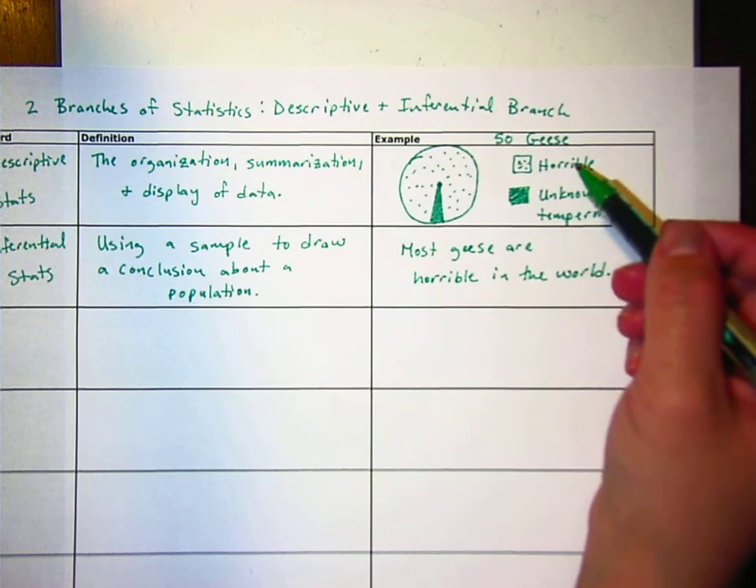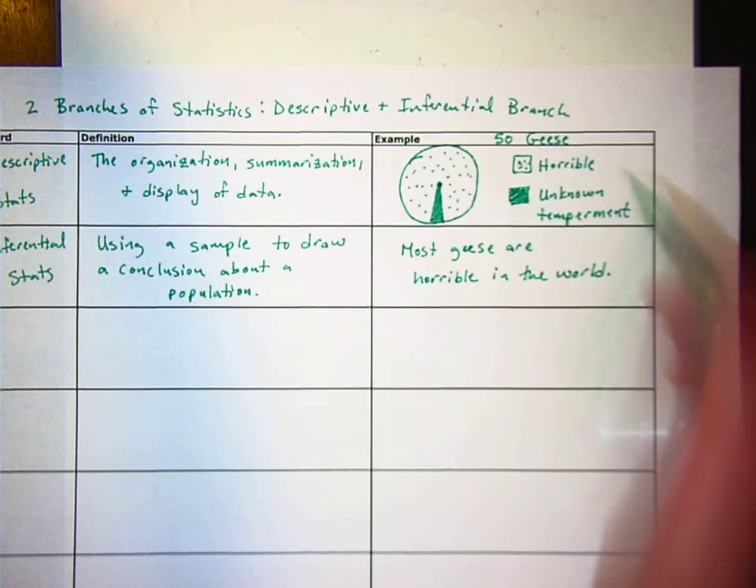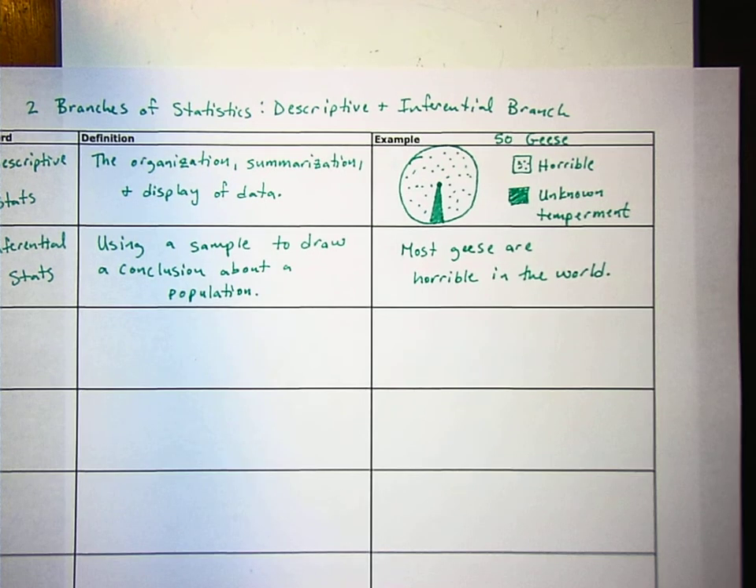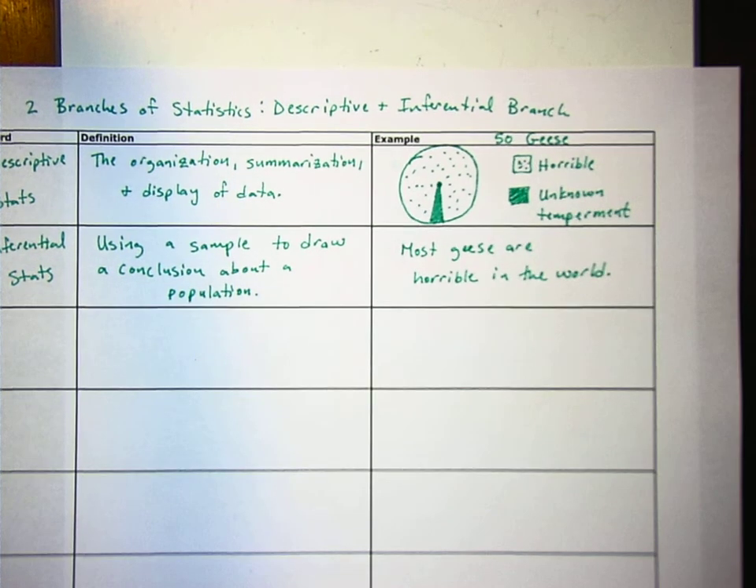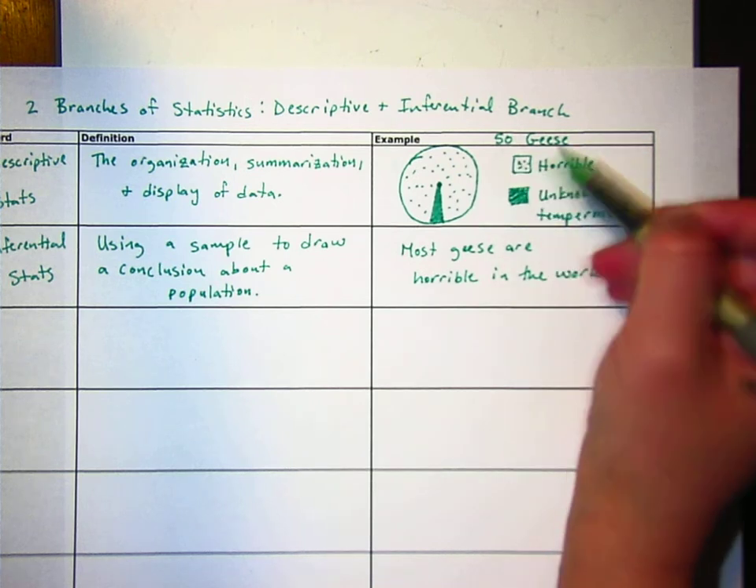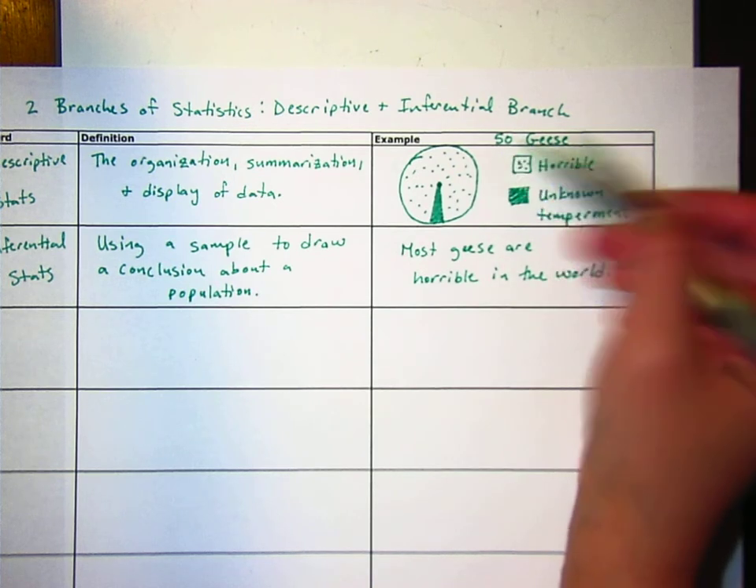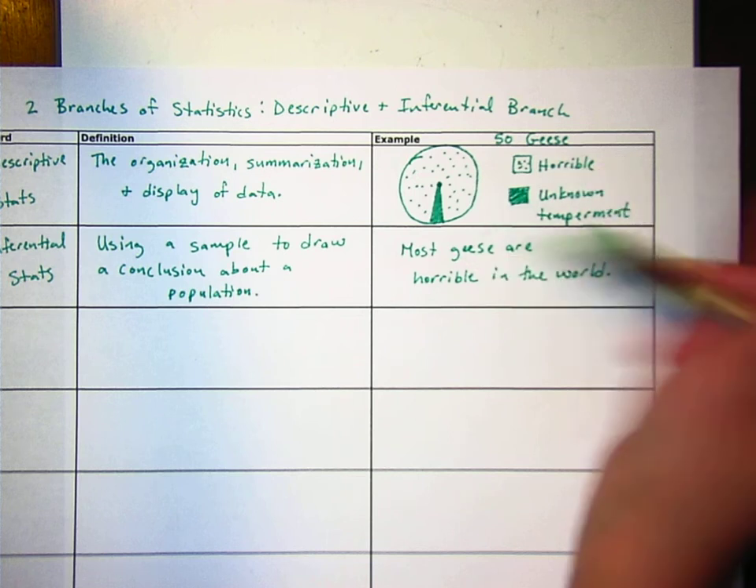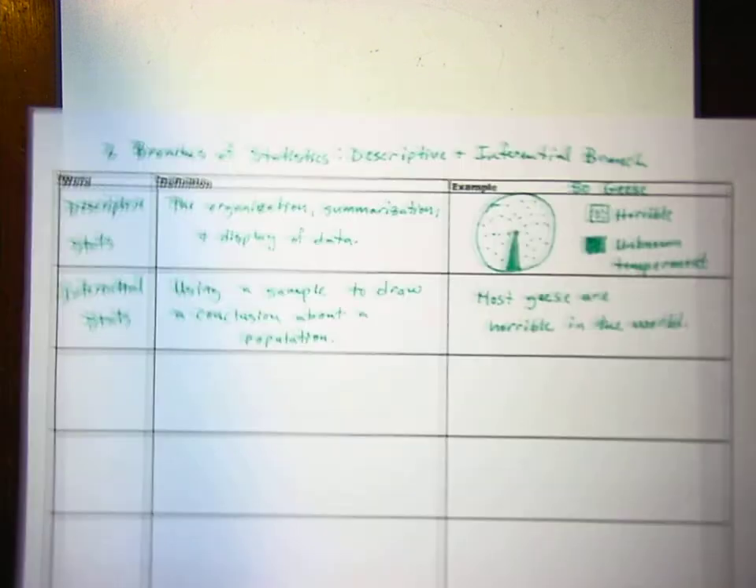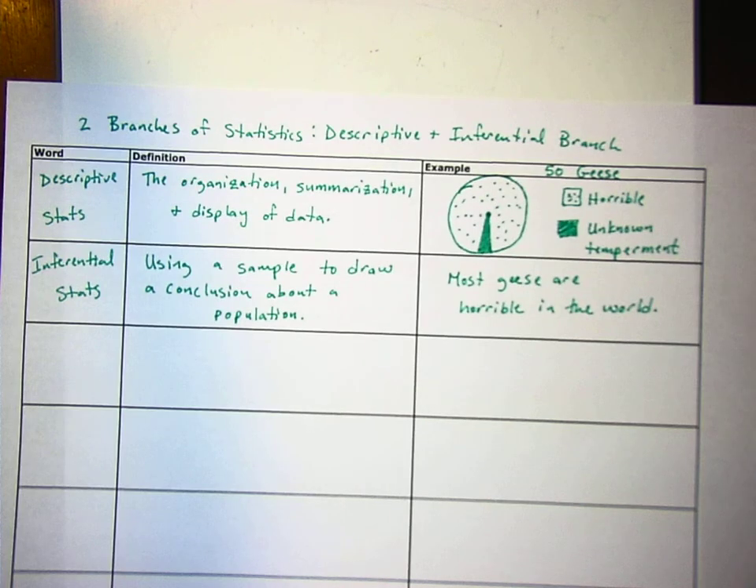Of course, I'd have to have a good sample. I mean, what if I just took 50 geese from Minnesota? Then I'd have to say that most geese in Minnesota were horrible. But I'm going to assume that this sample that I completely made up here had geese from all over the world, and that most of them were horrible, and we had some that were unknown. So anyway, that's inferential stats.